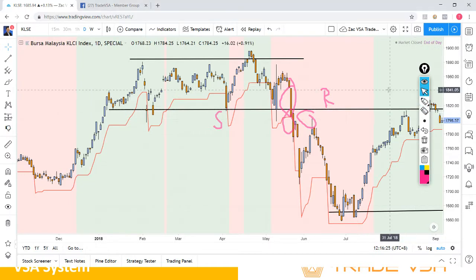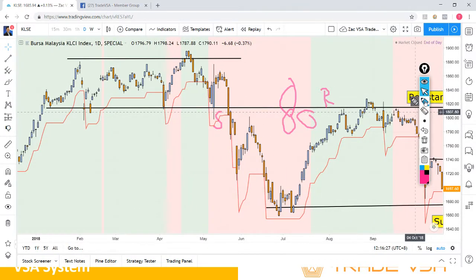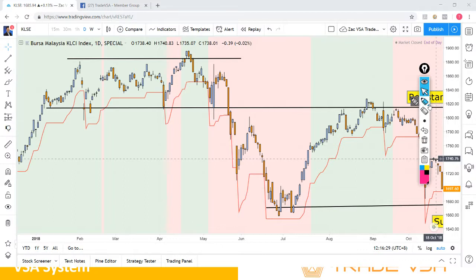Then followed by the first attempt, second attempt, and third attempt, but fail, gap down, and then a few more attempts. Then the market just goes through another stage 4. So these are the things that you have to take note of.